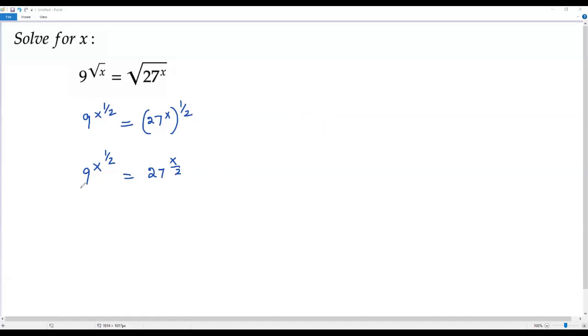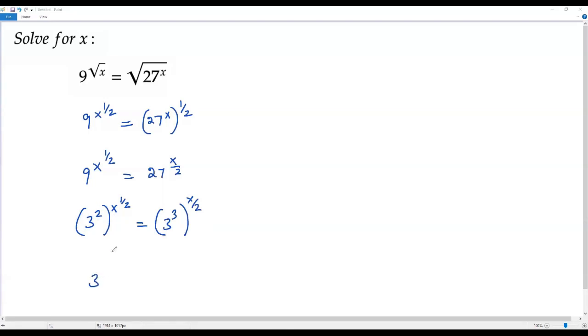Now let's consider the bases: over here 9, over here 27. Both of them are powers of 3. So 9 can be written as 3 squared and 27 can be written as 3 to the third power, so that I will be able to get the same base on both sides. Writing 9 as a power of 3, I get 3 squared, whole to the power of x to the power of 1/2. And 27 can be written as 3 to the third power, whole to the power of x over 2. Again the same power of a power rule applies, because here we have base 3 and exponent 2, and for this complete stuff we have the exponent x to the power of 1/2. So we can multiply the two exponents.